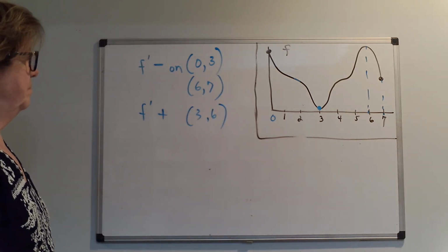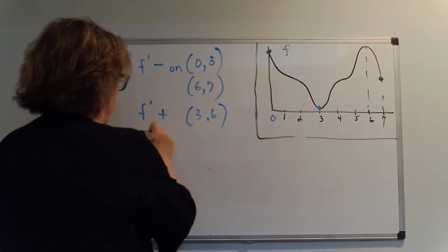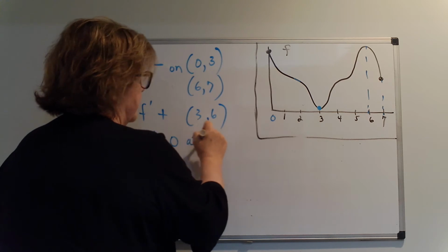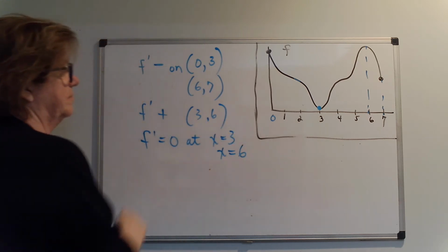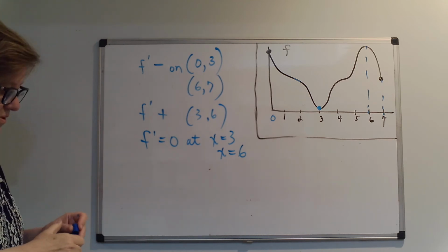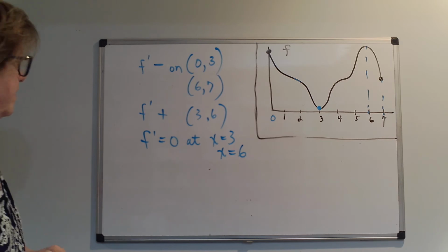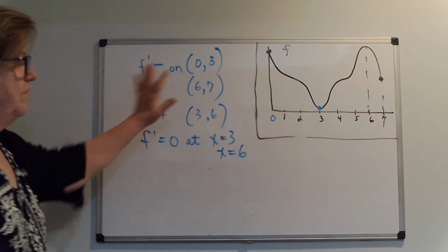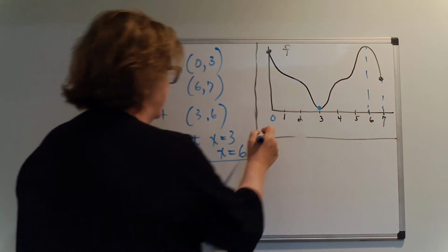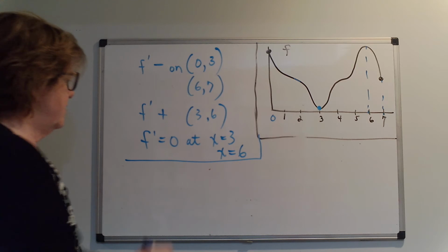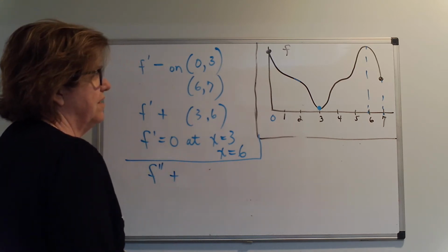So now let's look at the second. Oh, we should also say f prime is 0 at x equal to 3 and x equal to 6, right? We know that for sure. Now what about the second derivative? So the second derivative is positive where the function's concave up.